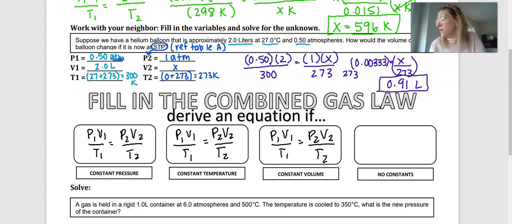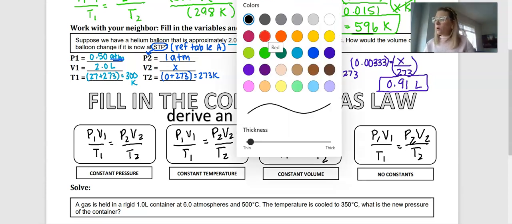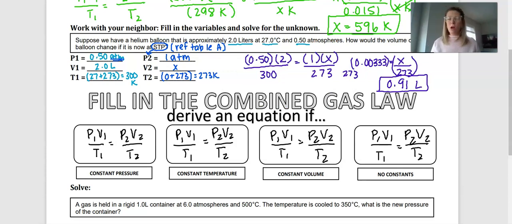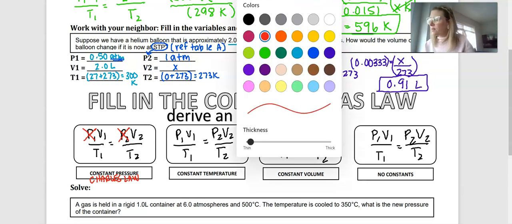P1V1 over T1 equals P2V2 over T2. Okay, so let's say we get to a problem where we end up requiring constant pressure, or our problem indicates that we have constant pressure. Now, if you think about which problem requires constant pressure, this is Charles' law. Okay? And if we just take our combined gas law and plug it in and we eliminate whatever's held constant, notice that we now get V1 over T1 equals V2 over T2.